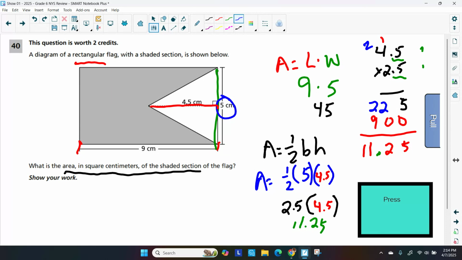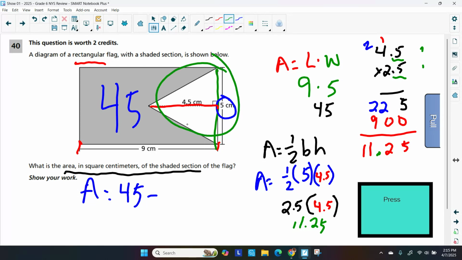So in order to find the shaded region, we'd have to take out the area of the triangle away from the area of the rectangle. So that would be 45, which is the area of the rectangle, and we have to take out or minus the area of the triangle, which was 11.25.